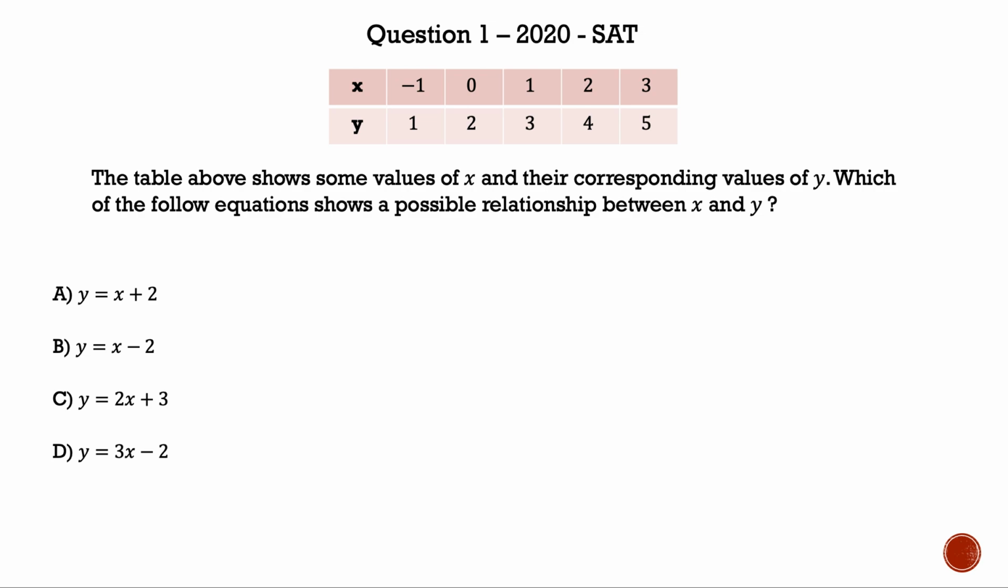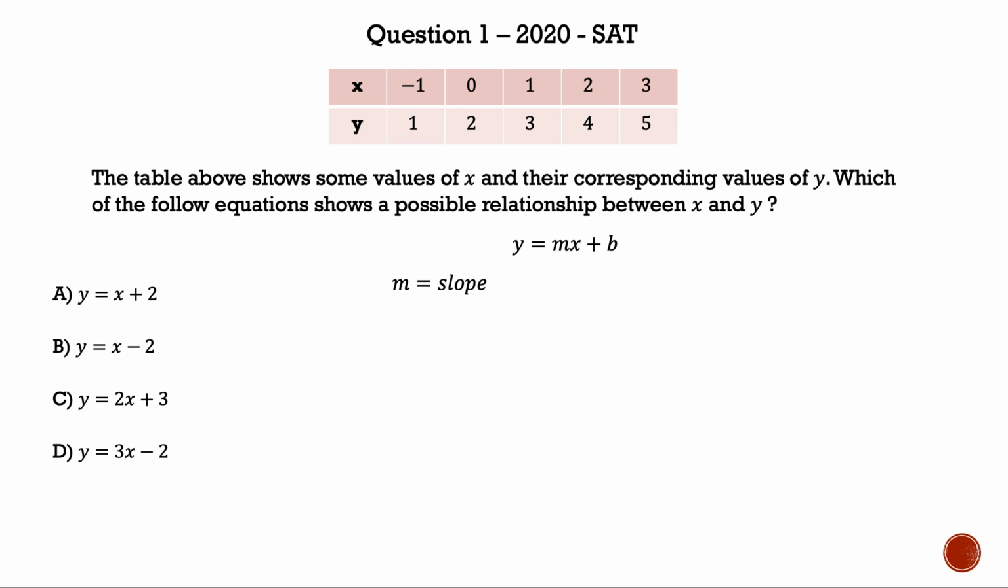Where we have A, y is equal to x plus 2, B, y is equal to x minus 2, C, y is equal to 2x plus 3, and D, y is equal to 3x minus 2. First, let's try a linear relationship, since that is one of the first equations we learned. So let's write down the slope-intercept formula so we can find the equation that best fits the data points. So we have y is equal to mx plus b, where m is the slope and b is the y-intercept.